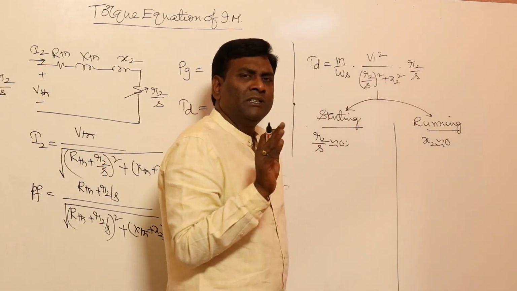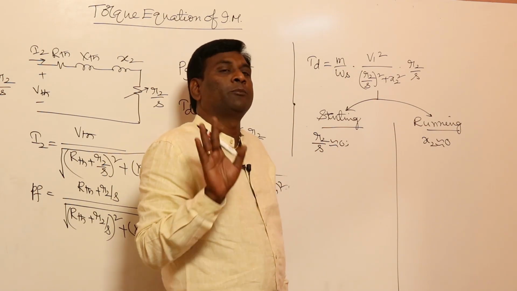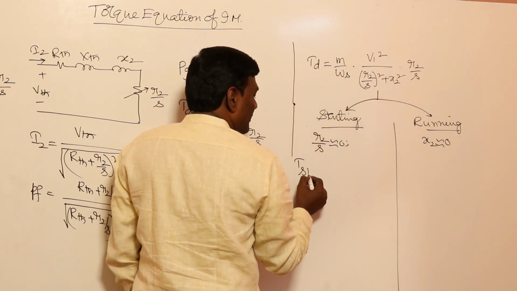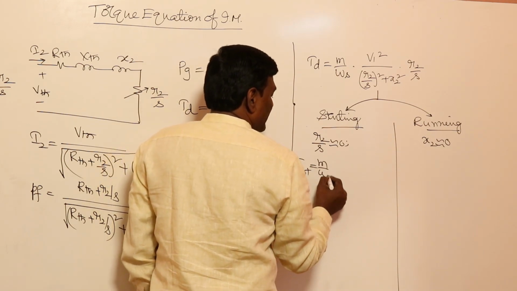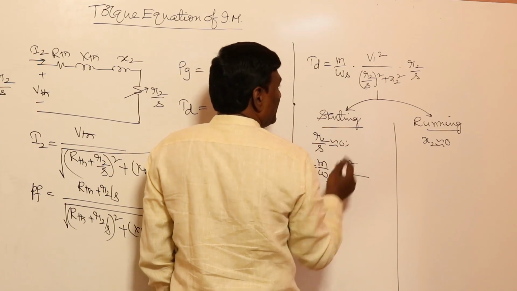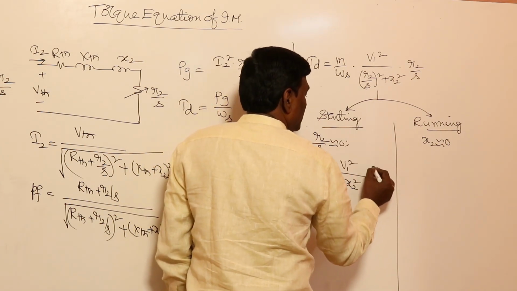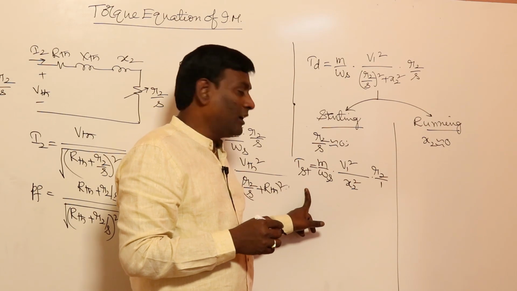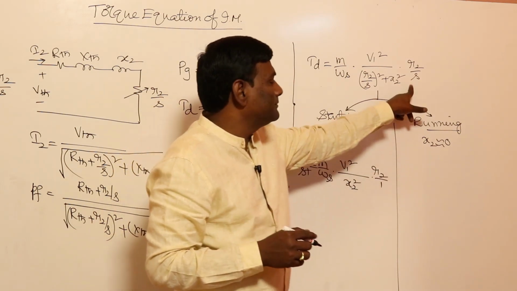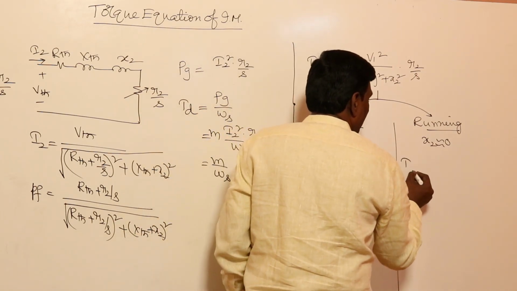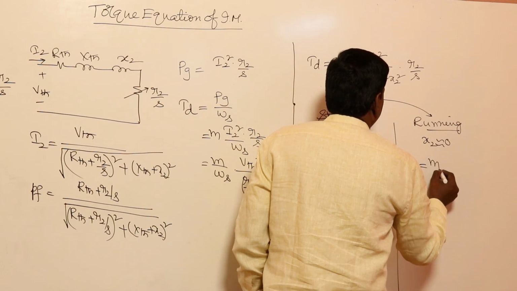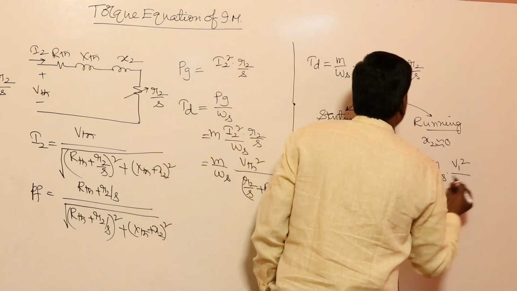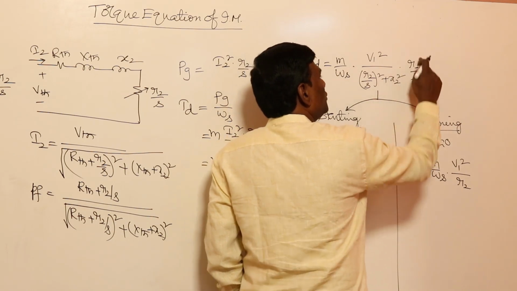Now in solving problems I am going to prove everything. Even if you don't understand, just keep quiet. Now if I neglect R2 by S and consider only X2, starting torque equals M by omega S into V1 square divided by X2 square into R2 by 1, because at starting conditions slip is going to be 1. Now in running conditions, TD is going to be M by omega S into V1 square divided by (R2 by S) square into R2 by S, that is V1 square divided by R2 into S, since X2 can be neglected because slip is going to be less.